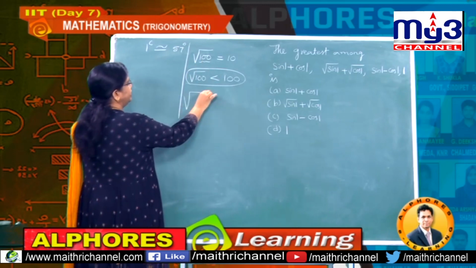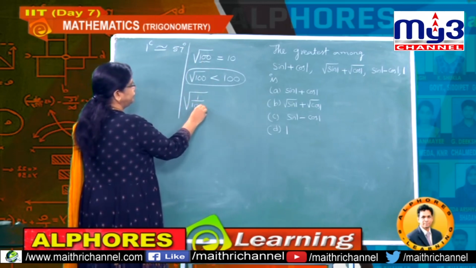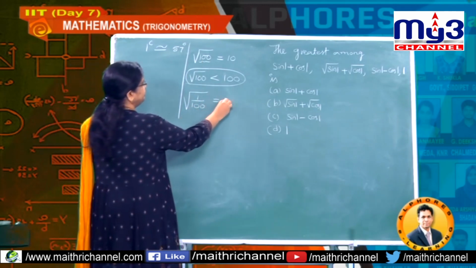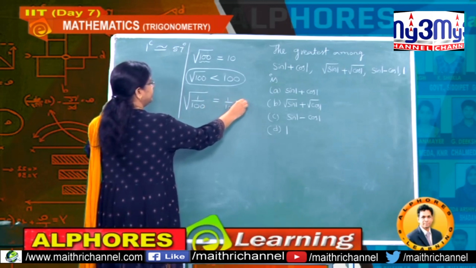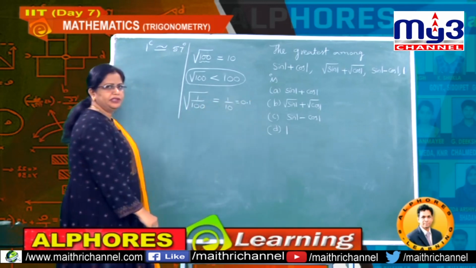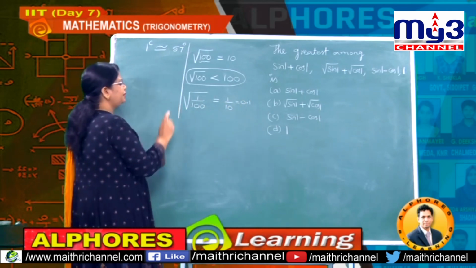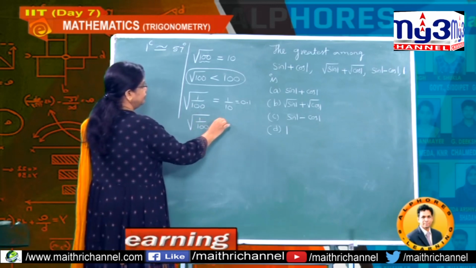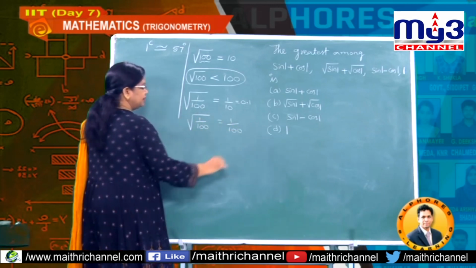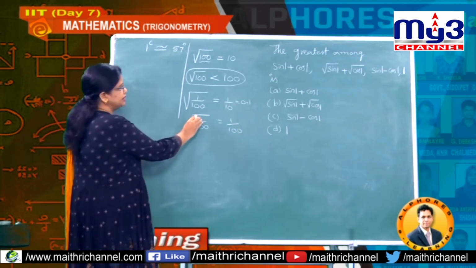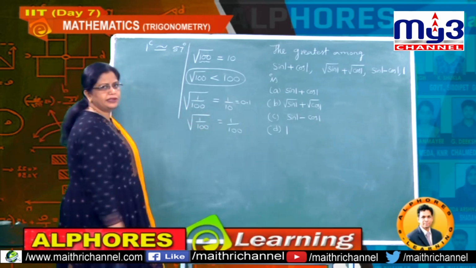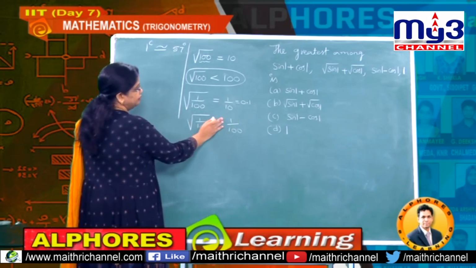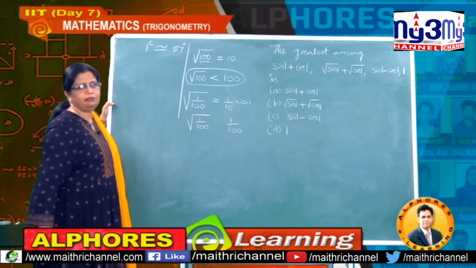Suppose I take under root of 1 by 100, okay, 1 by 100 I took. What about this value? It is 1 by 10. 1 by 10 means what is this value? 0.1, which is less than 1. So, root of 1 by 100, I am comparing now with which value? 1 divided by 100. I am comparing with this because the inside value and this are both the same. Now which one is larger and which one is smaller? I am just comparing root 1 by 100 and 1 by 100.